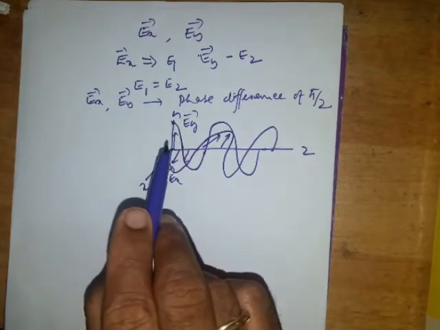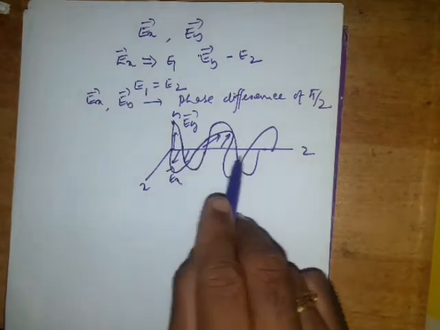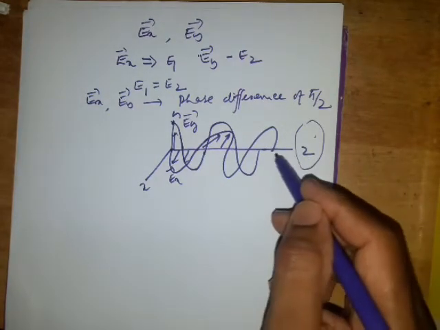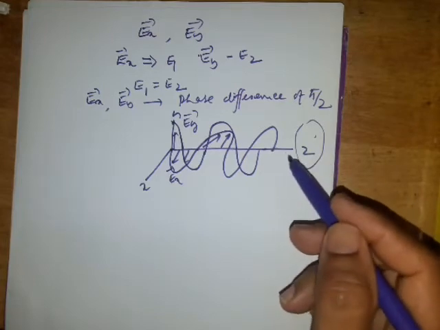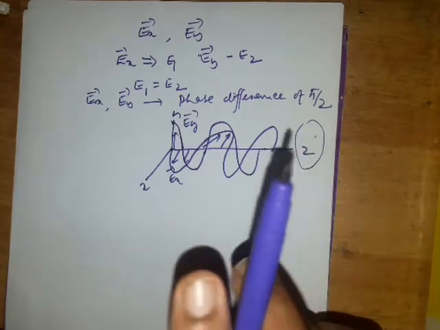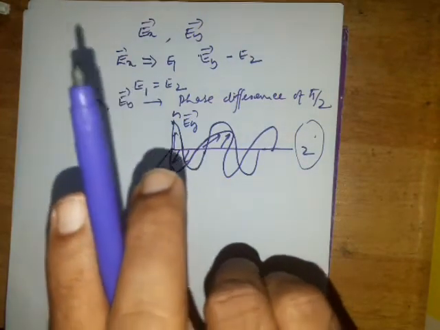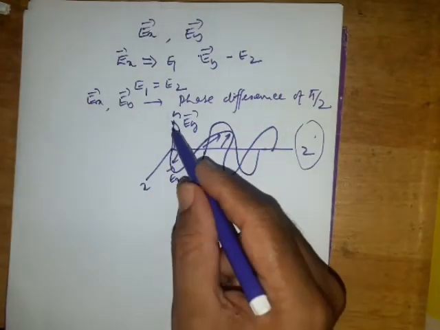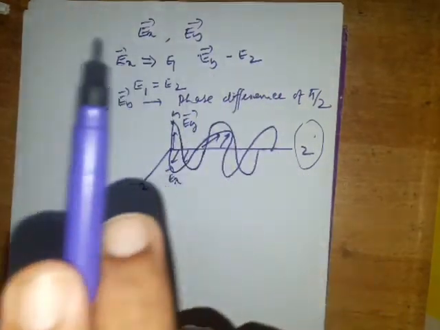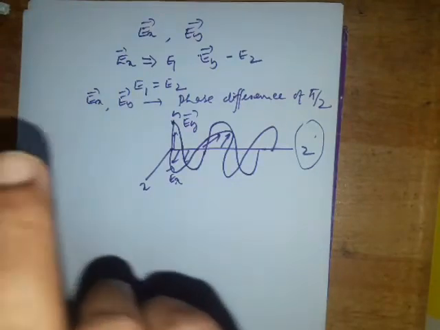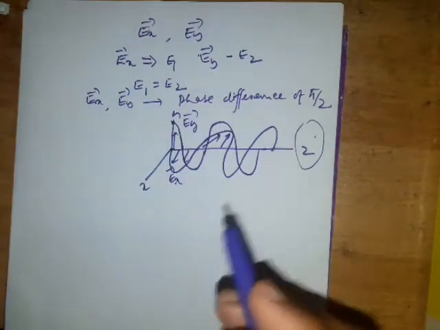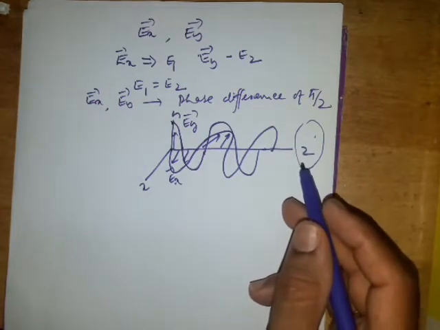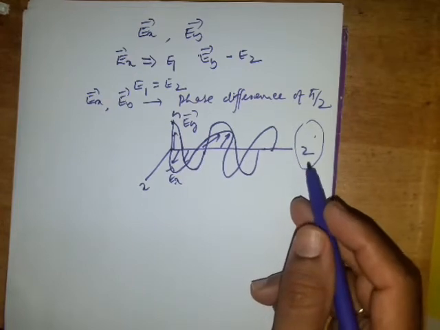As the wave propagates along the z-axis, when you see from the direction of the z-axis, it appears as if the resultant vector is tracing a circular path. The locus of the tip of the resultant of Ex and Ey forms a circle. So that's why the wave is known to be circularly polarized, or this is known as circular polarization.